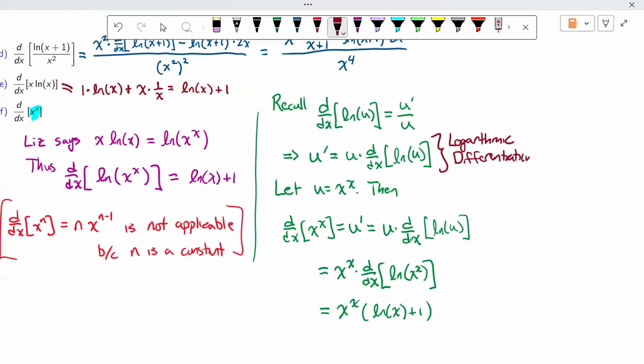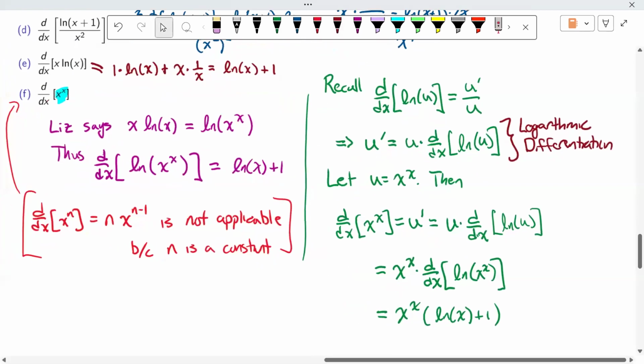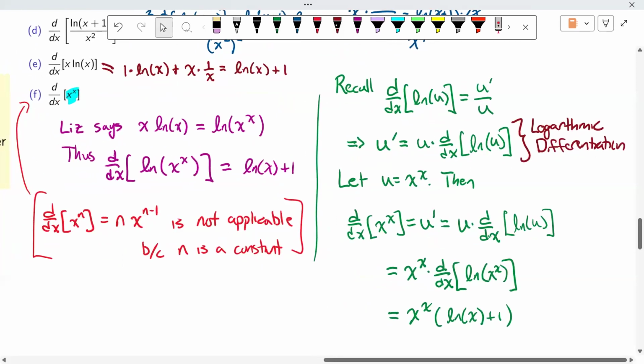Because sometimes, in very bizarre circumstances, like when you're dealing with x to the x or something like that, it's easier to take the derivative of the logarithm of the function than to take the derivative of the function. That's a kind of weird thought, isn't it? So it's like, oh man, the derivative of x to the x, that's too hard for me to do. Derivative of natural log of x to the x, oh, I can do that.